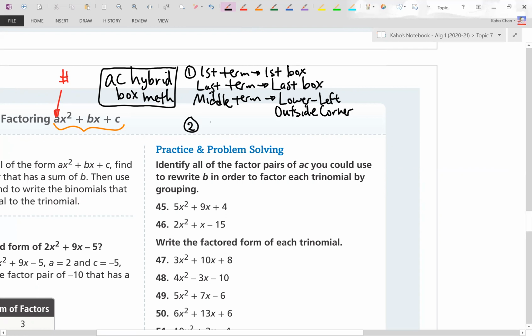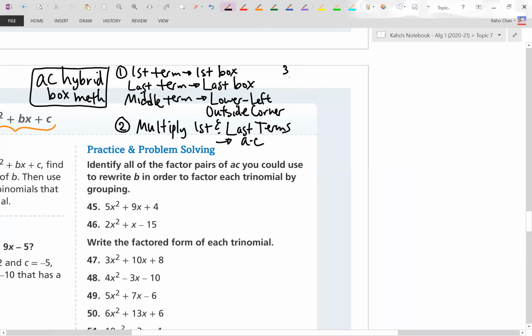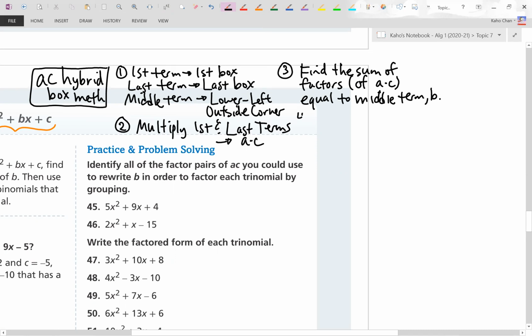Step 2, multiply the first and last terms. We refer to this as A times C. Step 3, find the sum of factors of AC to match the middle term B. Find the sum of factors of AC equal to the middle term B. Step 4, place those factors in the box.